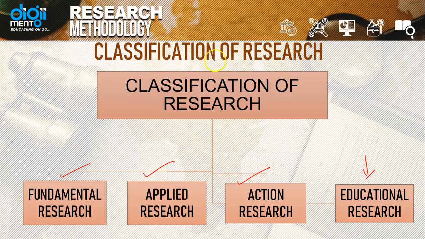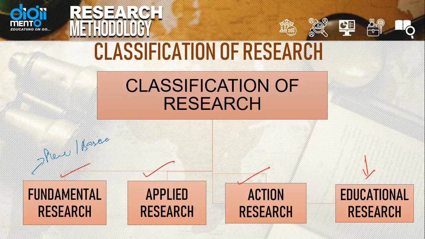Going back to the classification of research, in fundamental research, these are the pure and the basic research. Basically in this research, our aim is to get knowledge as much as we can. We do not apply this kind of research to our practical life. Now the next one is applied research. The name suggests that we are applying our research in practical life. And the next one is action research. We want some kind of actions.